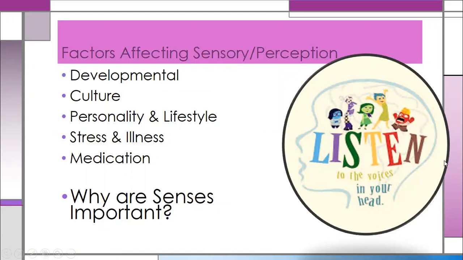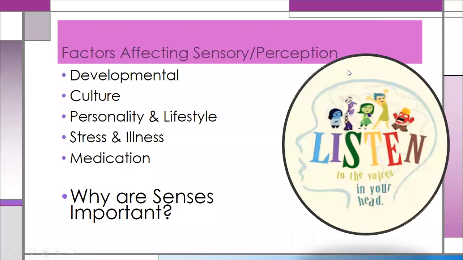And as far as developmental goes, at the other end of the spectrum, you see a decrease in sensory function in older adults, but we'll talk more about that in a little bit. Culture is going to differ. What's normal in one culture is maybe not acceptable for somebody else. A good example of that is touch. For some people, touch is very soothing, and it is something that they need to stay calm. In other cultures, that may not be the case. It may be inappropriate for you to touch.